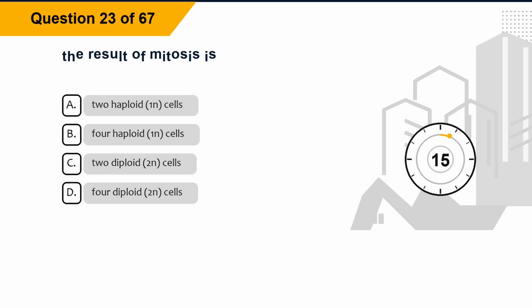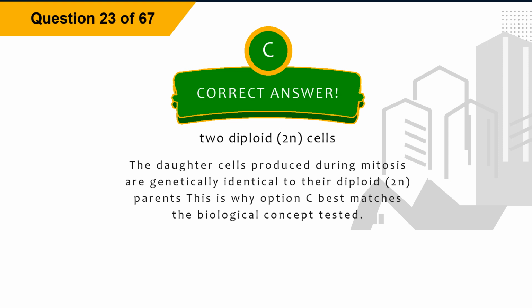Question 23. The result of mitosis is option A, 2 haploid, 1N, cells. Option B, 4 haploid, 1N, cells. Option C, 2 diploid, 2N cells. Option D, 4 diploid, 2N cells. The correct answer is option C, 2 diploid, 2N cells. Explanation. The daughter cells produced during mitosis are genetically identical to their diploid, 2N, parents. This is why option C best matches the biological concept tested.